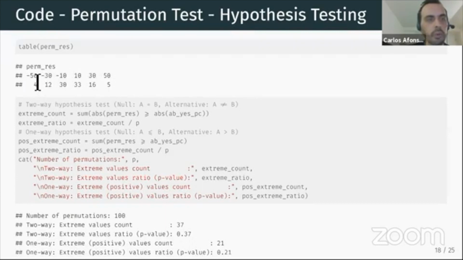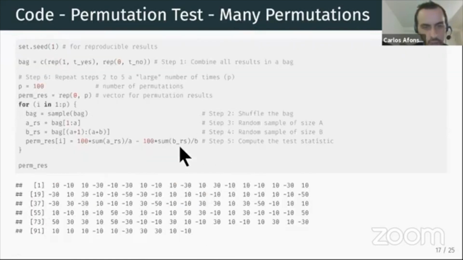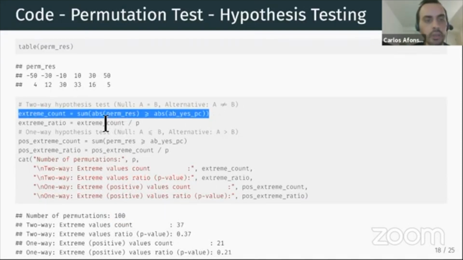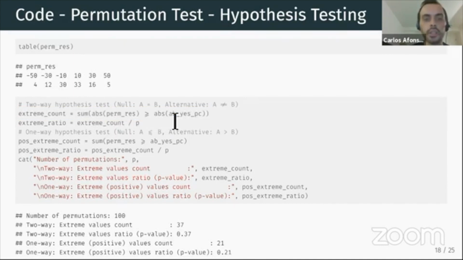So we got the values here. We have the value minus 50 4 times, the value minus 30 12 times, and so on and so forth. Okay. And now we can use this to compute the p-value, both for the two-way and the one-way hypothesis test. Okay. So again, the number of permutations was 100, and we can find the extreme count as the number of values that we got in the permutation result that are larger or equal to our observed result.